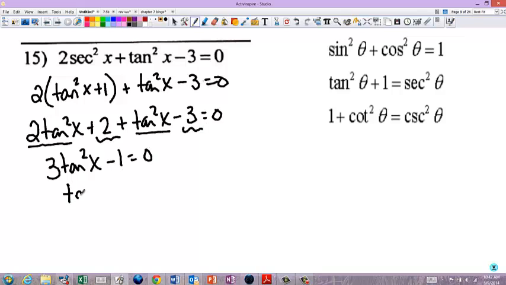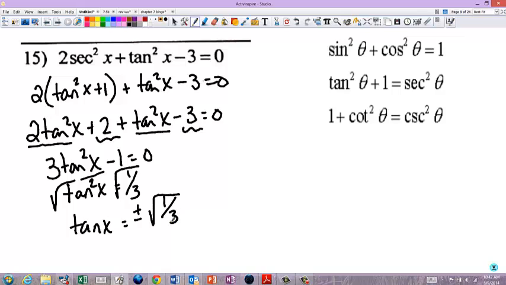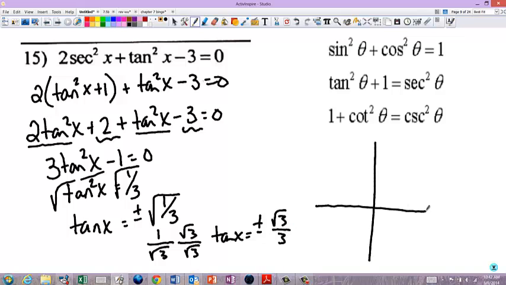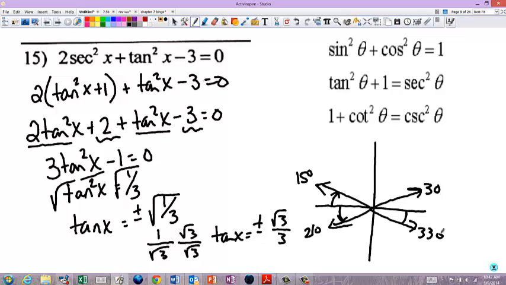So where is tangent squared? 1/3. Square root, square root. So where is tan? Plus or minus the square root of 1 over 3, that's 1 over the square root of 3. Rationalize. So tan is plus or minus the square root of 3 over 3. That's going to be at my 30-degree angles, here, here, here, and here. And since it's plus or minus, it's all of them. So that's 30, 180 minus 30 is 150, 180 plus 30 is 210, 360 minus 30 is 330. So there's all 4 of them.